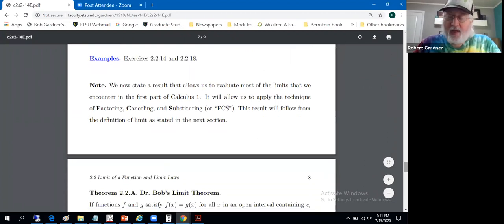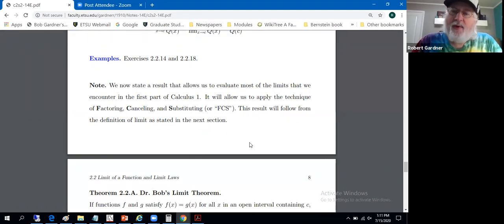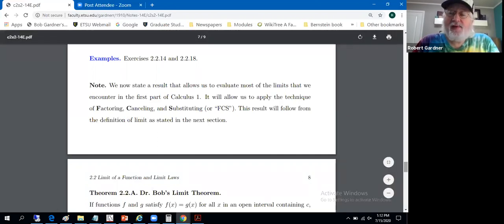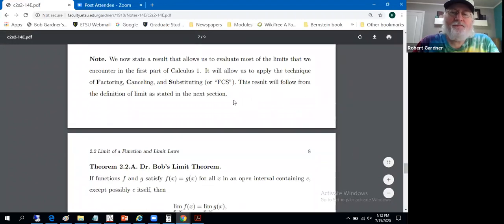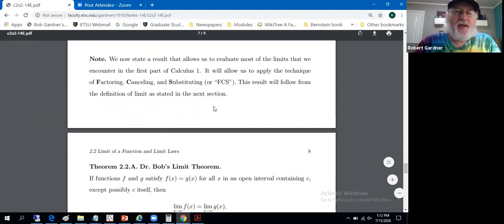All right, we're going to do something I call factor, cancel, substitute. We now state a result that allows us to evaluate most of the limits that we'll encounter in the first part of Calculus 1. Not all, even here though. It'll allow us to apply the technique of factoring, canceling, and substituting, FCS. And this is justified really by some of the more rigorous stuff we'll see in section 2.3, the next section.